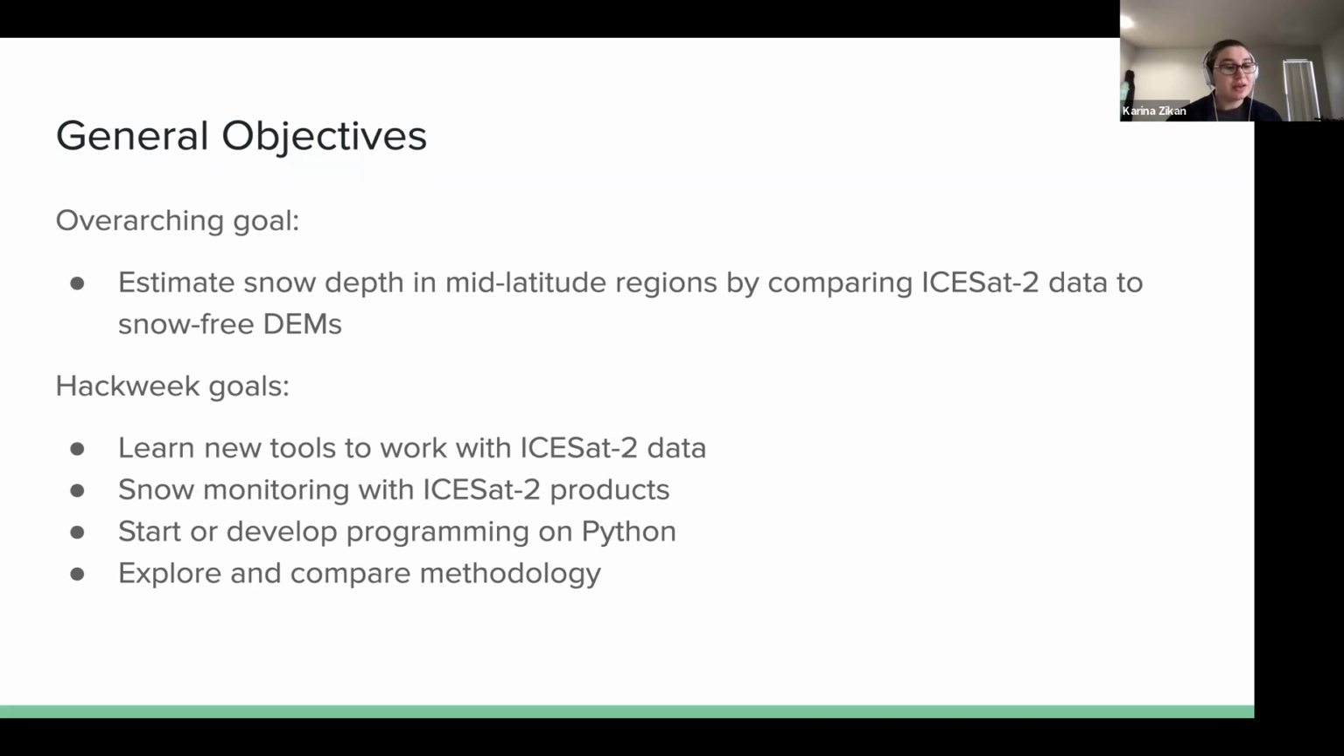For this week, our goals included learning some of the new tools to work with ICESat data, developing Python skills, exploring and comparing methodologies. A lot of people in our group were new to either working in Python or working with ICESat-2 data. So there was a lot of learning and exploring that was happening.